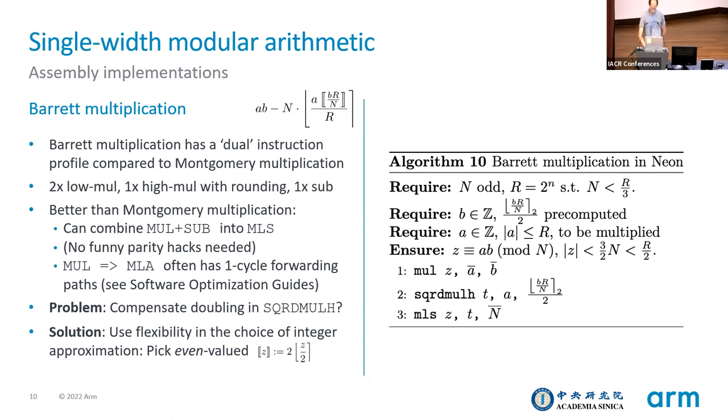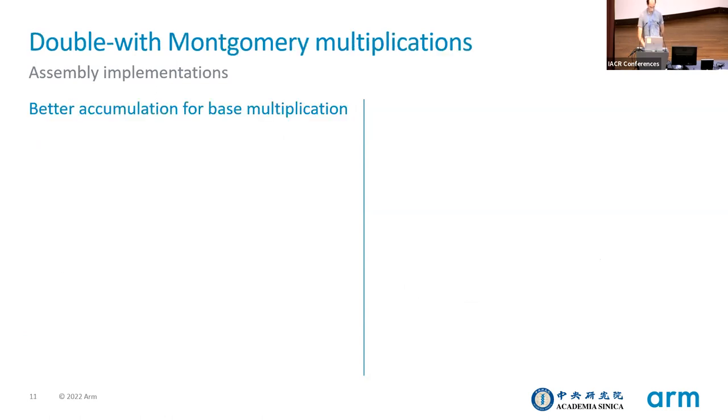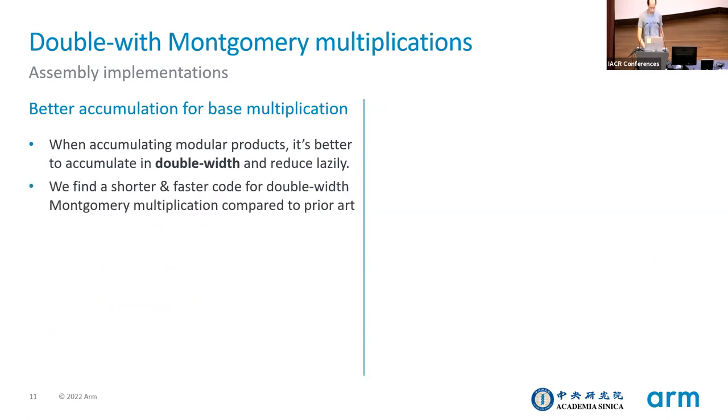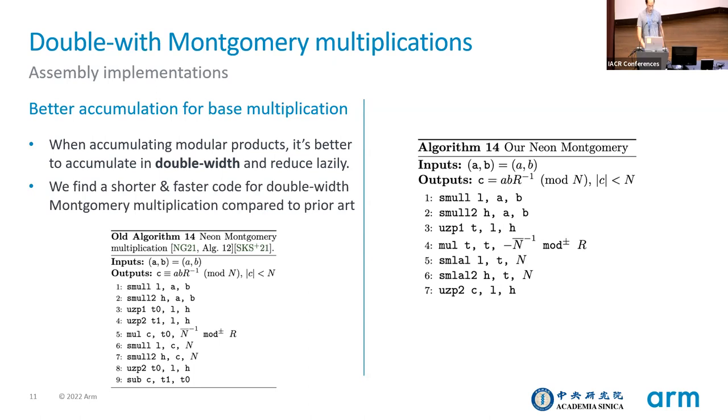Next, the other component in an NTT-based polynomial multiplication is the base multiplication, and often you need to accumulate multiple products. And if you accumulate multiple products, it's actually better to compute them in double width and reduce only once in the end rather than multiply, reduce, and so on. And I don't want to explain this in a lot of detail, but for the previous sequence for this, we found a better way to write it, shortening it from 9 to 7 instructions in Neon, such a long multiply accumulate.